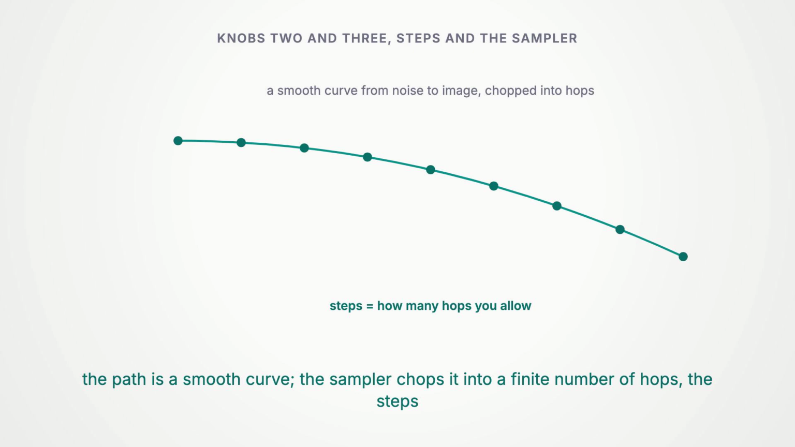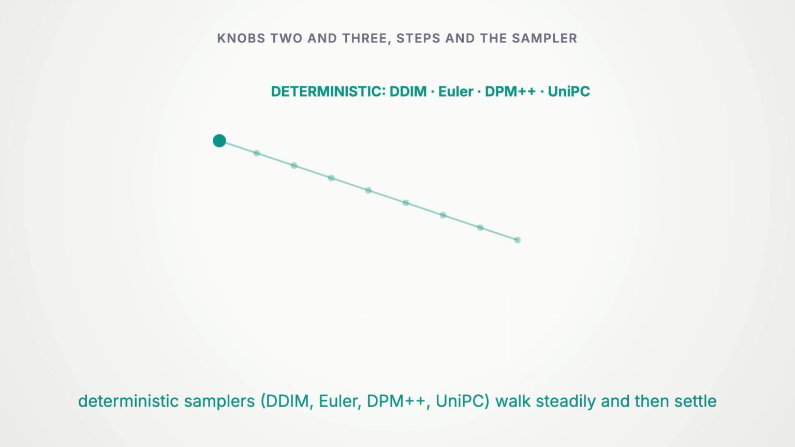Steps is just how many hops. And here is the rule nobody tells you. There are two kinds of samplers, and they behave in completely opposite ways. The first kind is deterministic. Names you will see are DDIM, Euler, DPM++, UniPC. These walk steadily toward the answer and then settle.